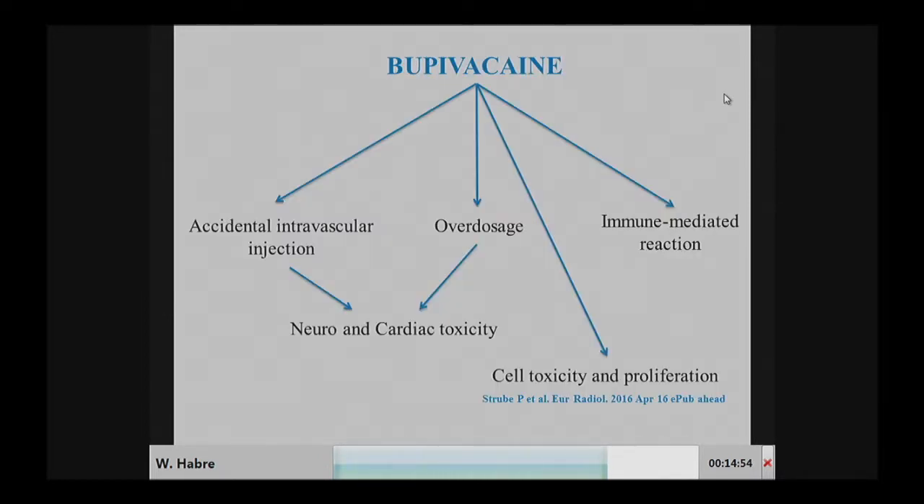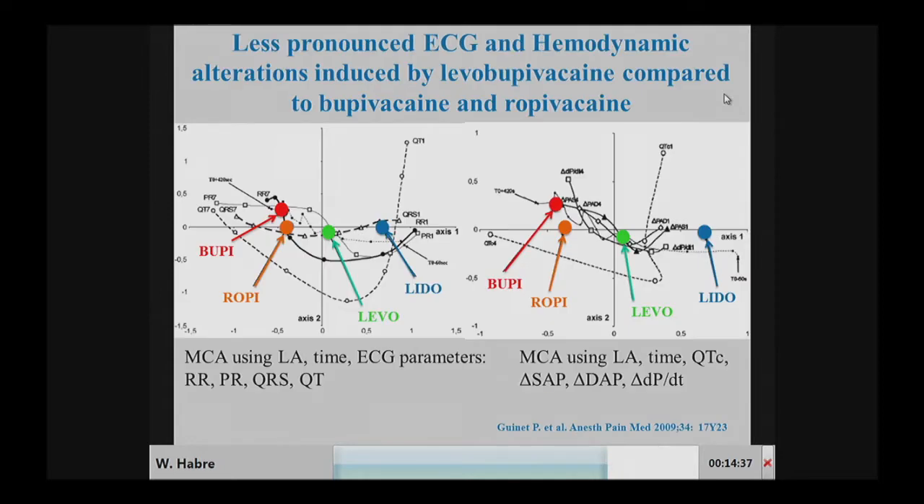However, bupivacaine, there are three things I want to share with you. Besides its high neuro and cardiac toxicity, you also have some new studies showing an immune-mediated reaction when you use bupivacaine, and also, if you infiltrate locally, you have cell toxicity and proliferation.